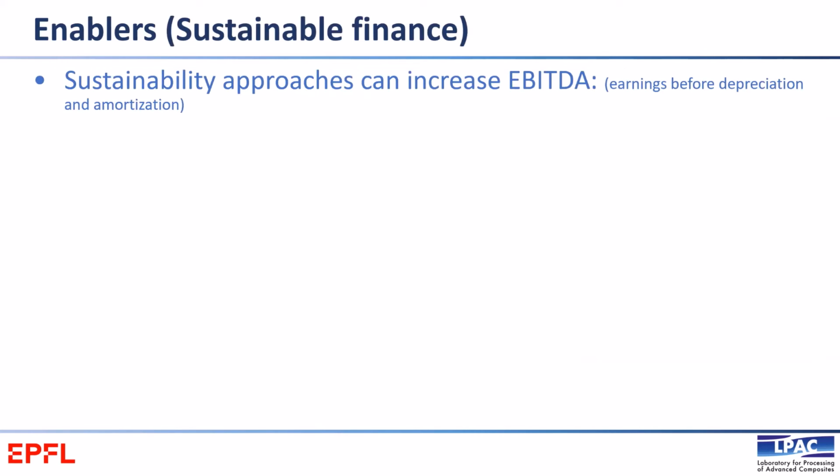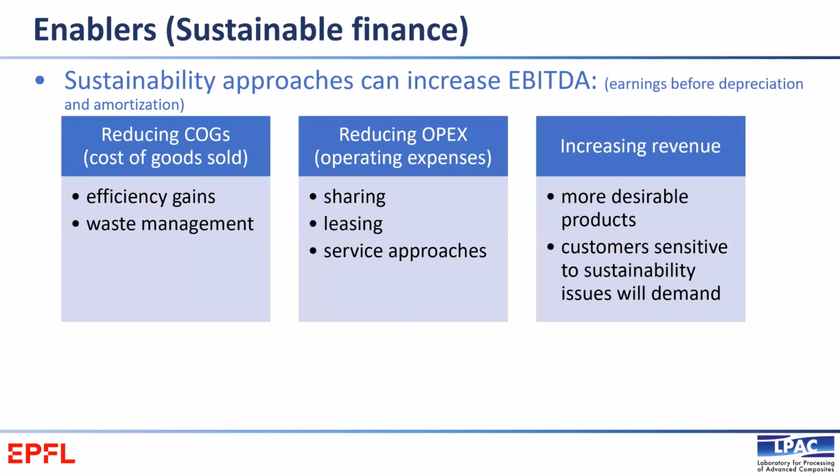Sustainable finance. You probably don't know much about finance, or you might know a lot, but people talk about earnings before, so you know what earnings are, money, yes, before you depreciate your assets and you amortize them. Sustainability, according to Professor Safani, can reduce the cost of goods sold by efficiency gains and waste management, making your operations more efficient, selling your waste to somebody else. You can reduce your operating expenses by sharing and by leasing and using services, avoiding redundant assets that are not working for you.